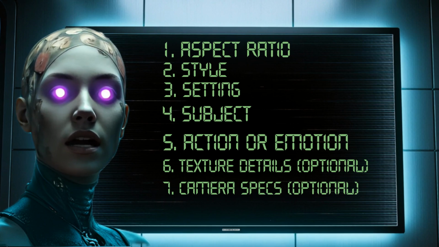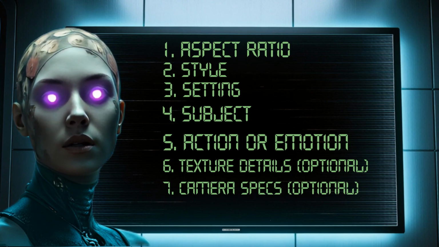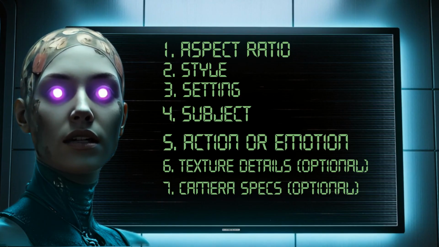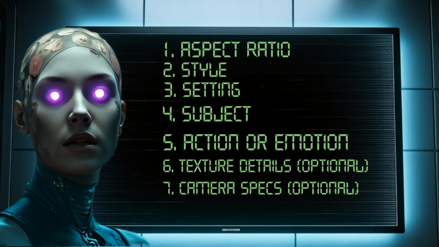Seven, camera specs, also optional. 35mm lens, f1.8, or the crowd favorite, tripod-mounted, static frame. Great for realism, but beginners can skip it.